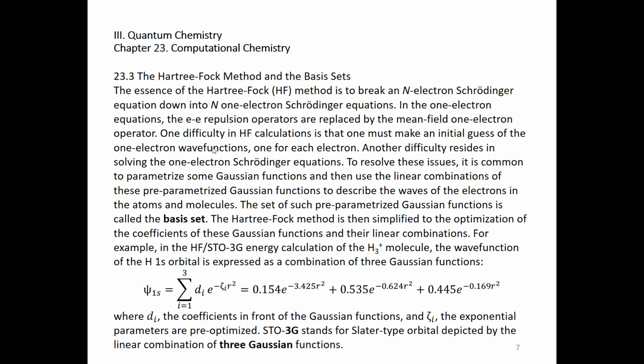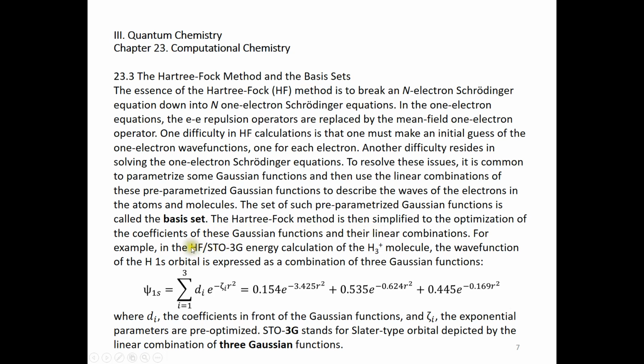To resolve these issues, it is common to parameterize some Gaussian functions and then use the linear combinations of these pre-parameterized Gaussian functions to describe the waves of the electrons in the atoms and in the molecules. The set of such pre-parameterized Gaussian functions is called the basis set. The Hartree-Fock method is then simplified to the optimization of the coefficients in front of the linear combinations of those Gaussian functions.